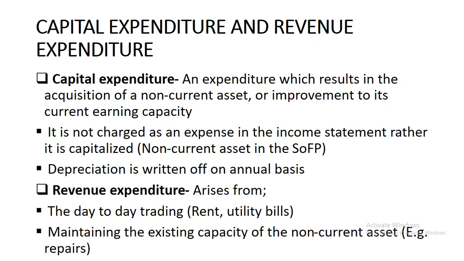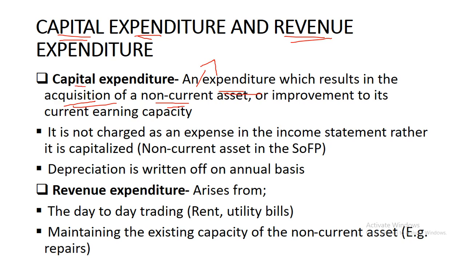Now there are also two types of expenditures that you need to know. There's the revenue expenditure as well as the capital expenditure. So what is a capital expenditure? A capital expenditure is an expenditure which results in the acquisition of non-current assets. Remember, non-current assets are assets which are held by the entity for more than 12 months.